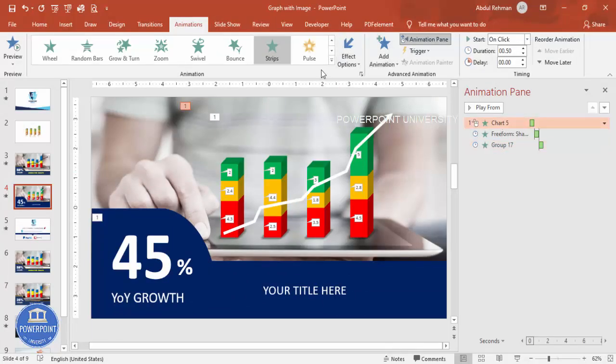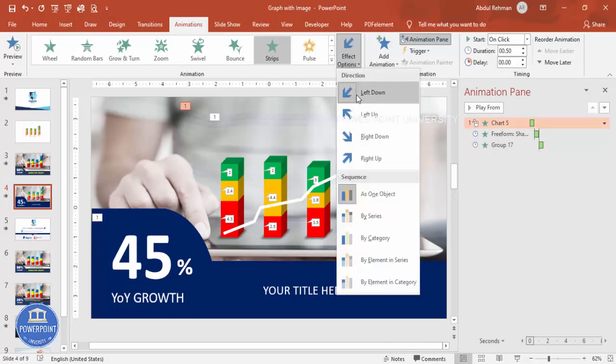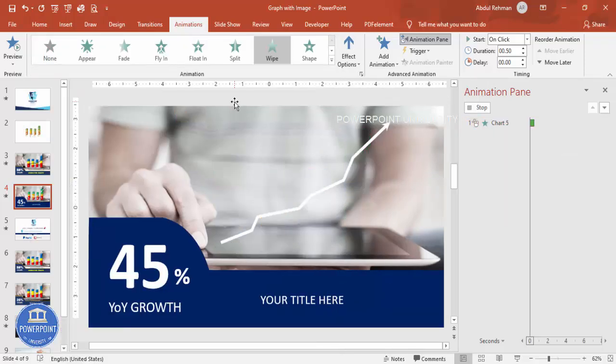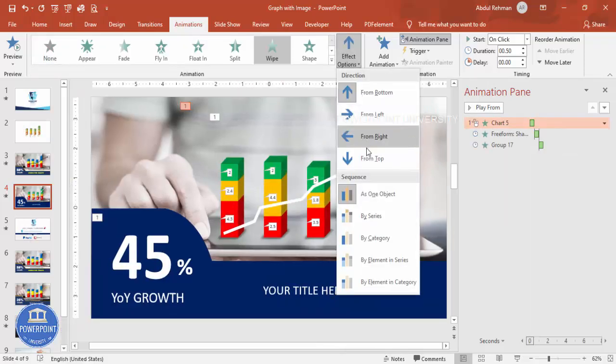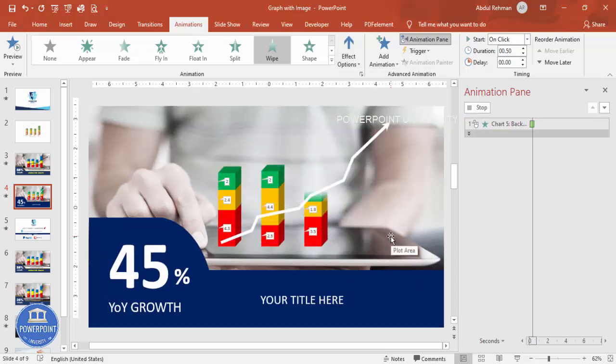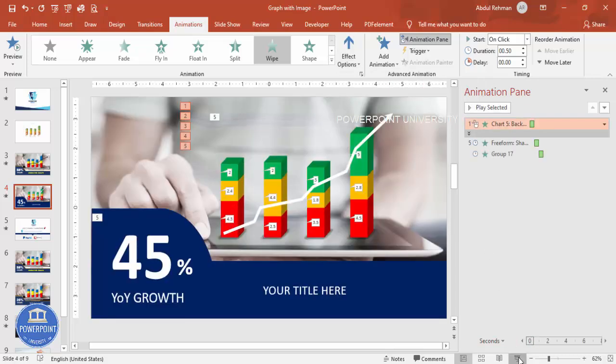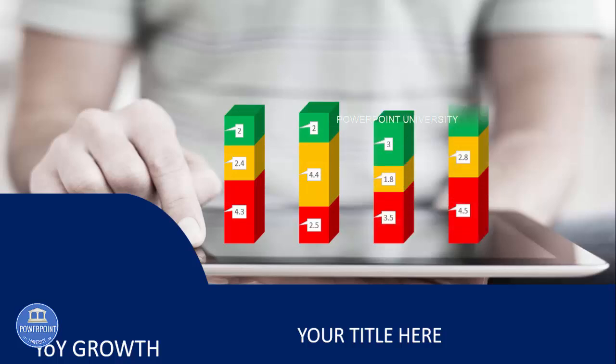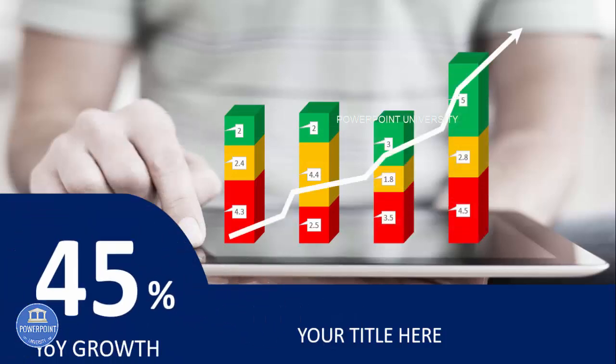So I've just changed the graph. You can change the graph according to your requirement. For example, let me just go back to maybe our wipe, you can see here, and then you want by category, by element in series, so depending on that one. So for example, I want by category, it comes like this. All right, so if you see here, when I click, the first one comes, second one, third one, fourth one, and then the graph comes.